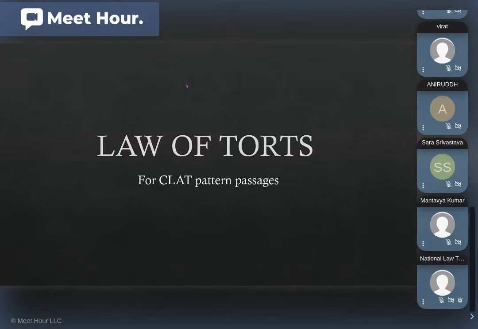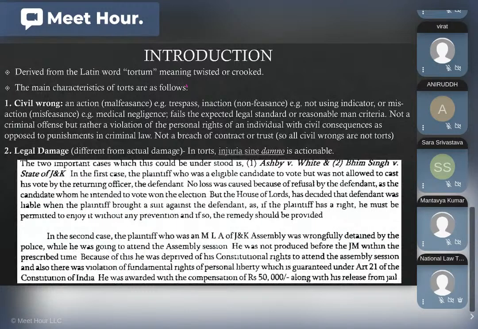We'll start from the very basics. The introduction says that this word tort is derived from the Latin word tortum, meaning twisted or crooked. So this naturally gives you an impression that perhaps tort means something that should not have been done, something that has been twisted, some rule has been broken, some damage has been done. So what are the main characteristics of torts? The first characteristic is that it is a civil wrong.